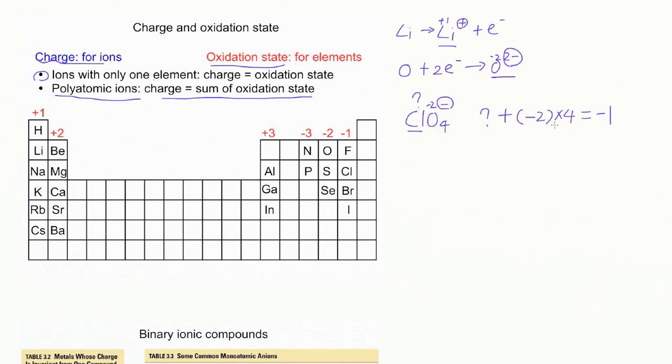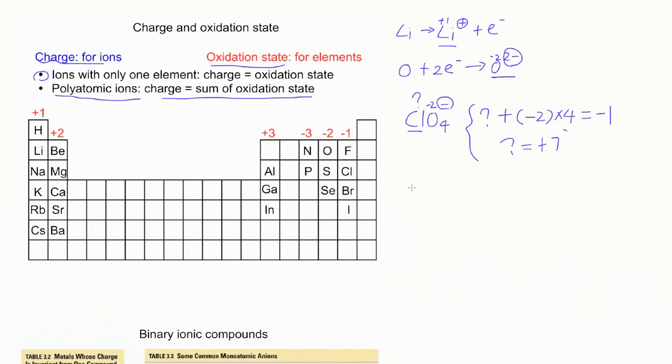Why do we have to multiply by 4? Each oxygen has negative 2, right? Now you have 4 negative 2 charged atoms in this formula, so you need to multiply by 4. If you do the calculation, you will realize that the oxidation state for chlorine is positive 7. So when we did the calculation, we were using rule number 2.